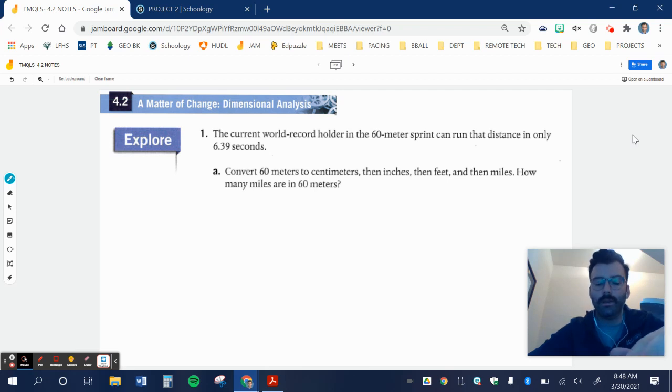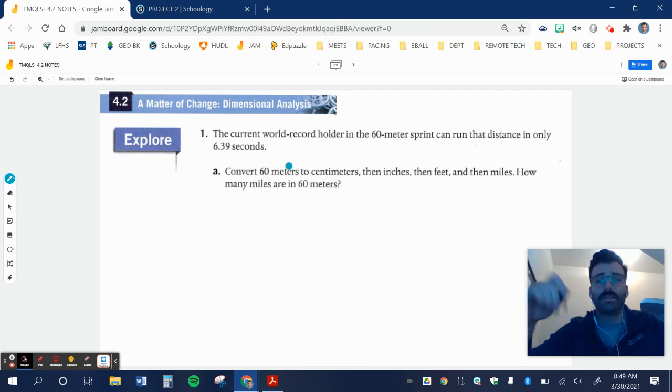Hello. Welcome back. Here we go. We are talking about 4.2. We're talking about conversions. So this section is what's called dimensional analysis. It's just converting. It's converting centimeters to meters, but really we're going to be converting meters to something completely different, maybe yards or something like that.